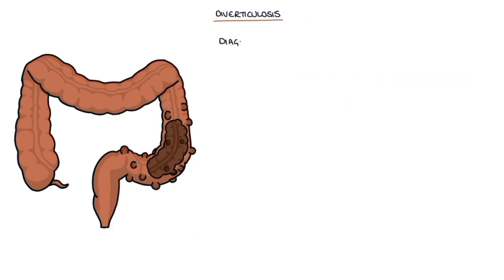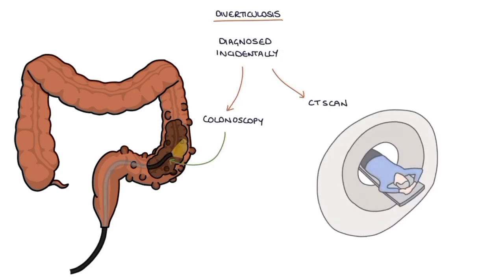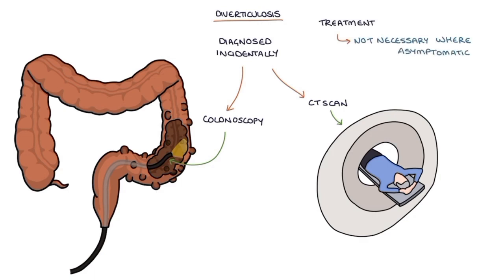Diverticulosis is often diagnosed incidentally on a colonoscopy or a CT scan. Treatment is not necessary where the patient is asymptomatic. However, advice regarding a high-fiber diet and weight loss is appropriate.